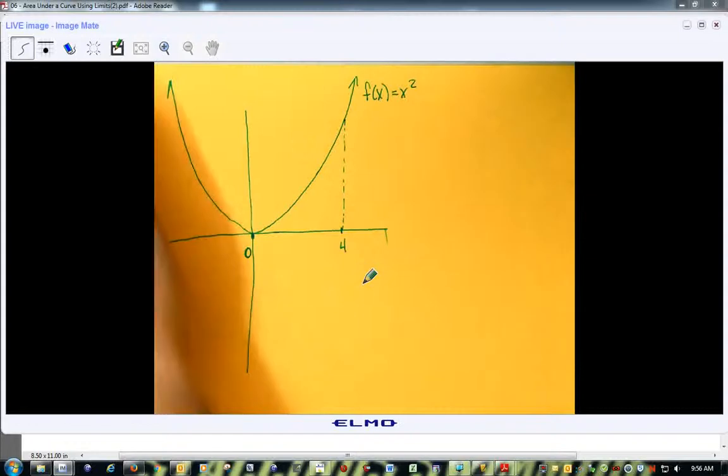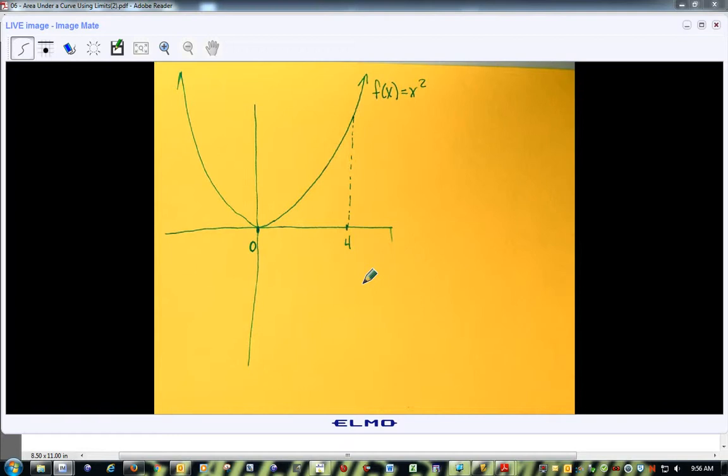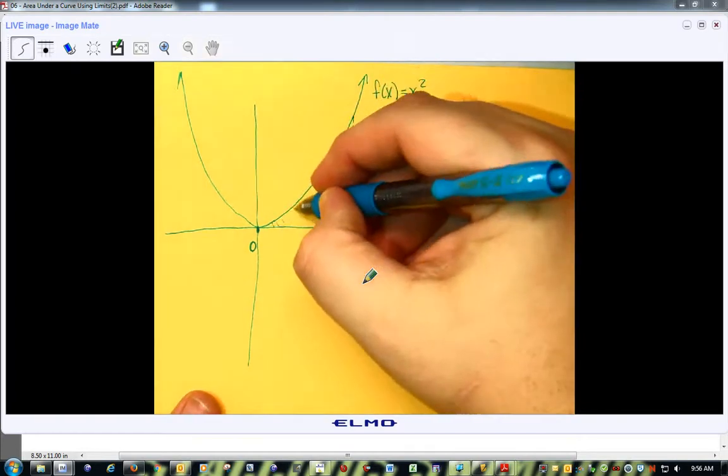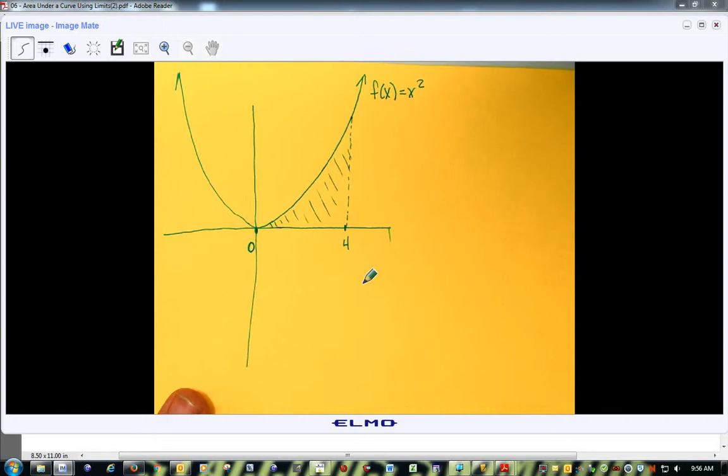Talking about areas under a curve in this case. And what we want to do is calculate the area between f of x, which is equal to x squared, and the x-axis.